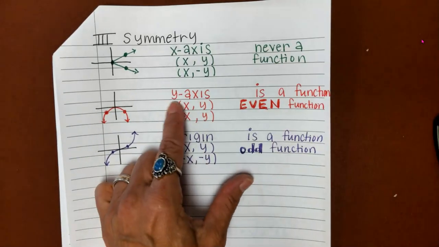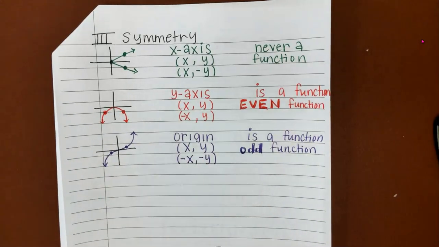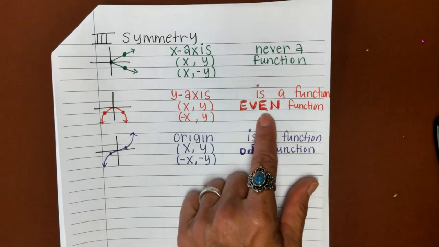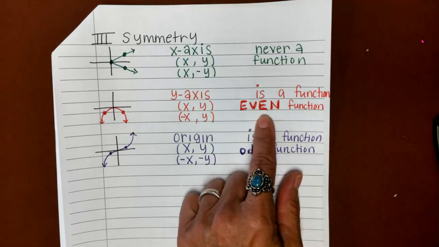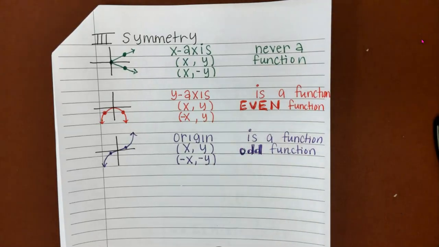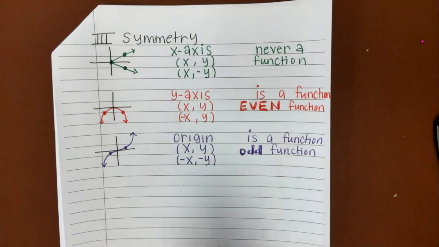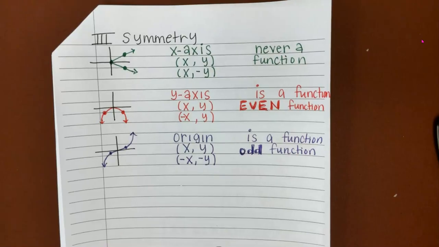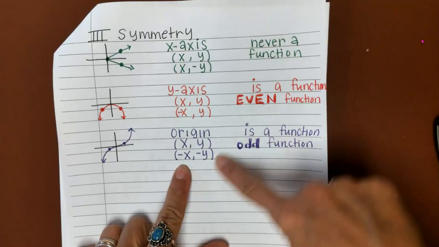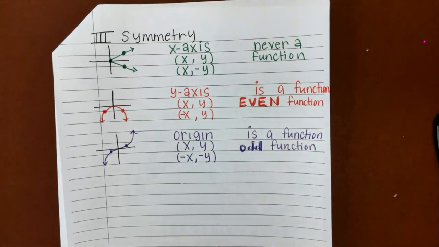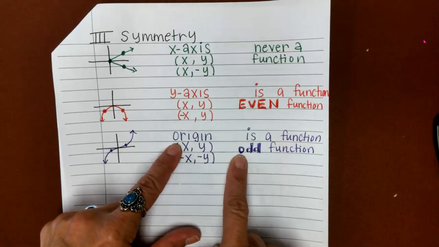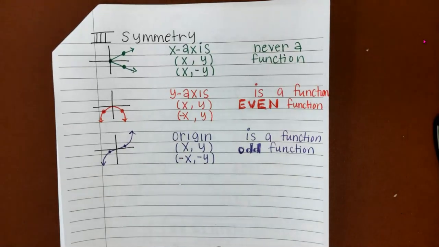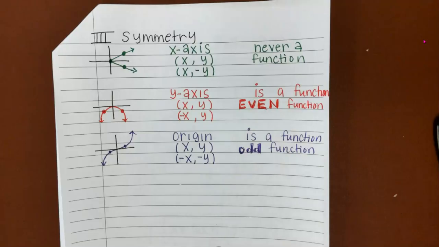Now remember, if something's called symmetrical to the y-axis, it is also called an even function. Something can only be even if it is symmetrical to the y-axis. And then the last one is going to be the origin. And remember, if something is symmetrical to the origin, both signs change for an exact opposite. And that is going to be considered an odd function. So easy to remember because both of those words start with the letter O, odd and origin.